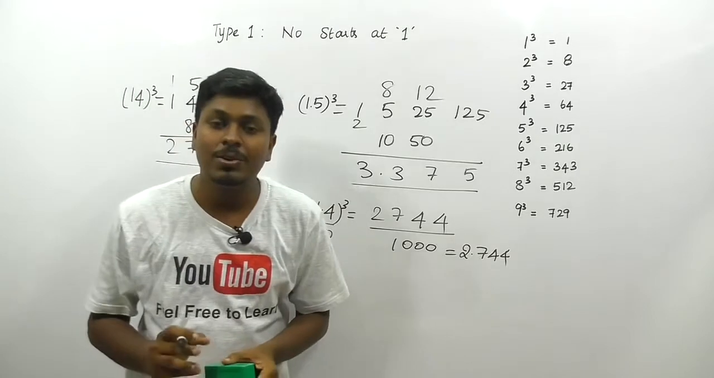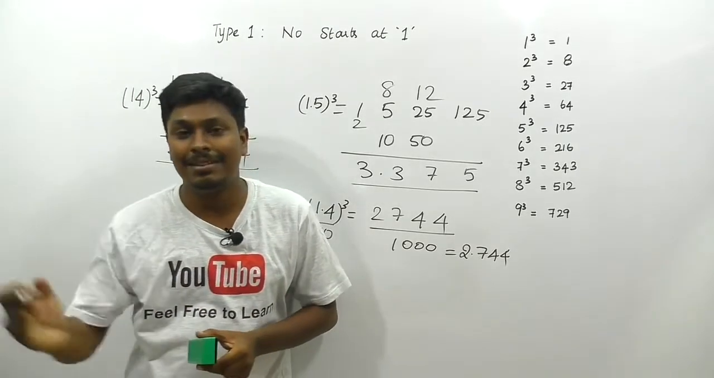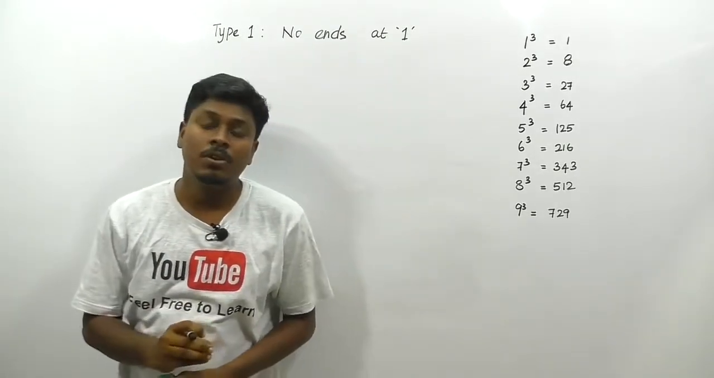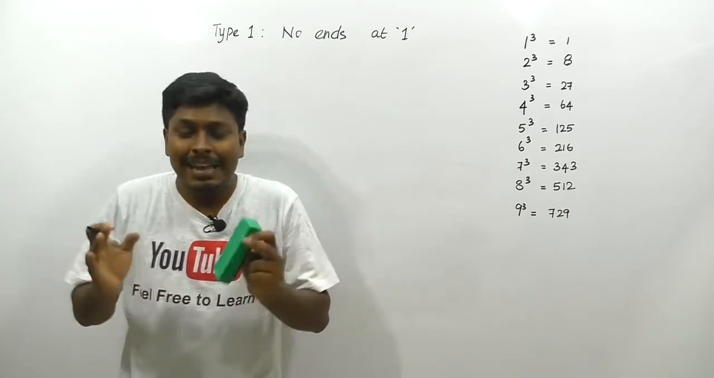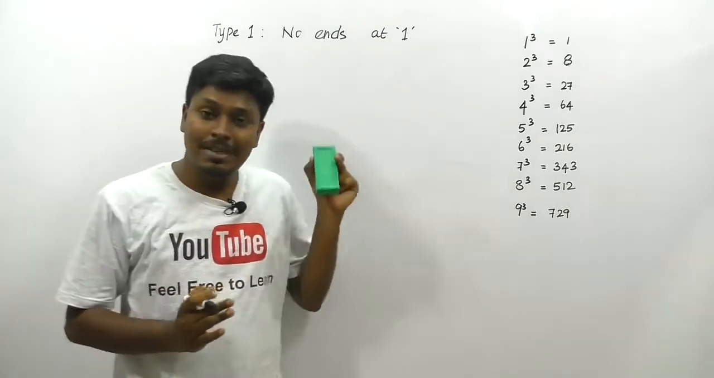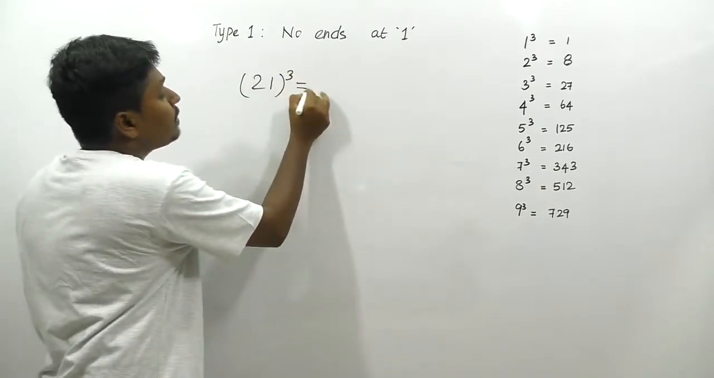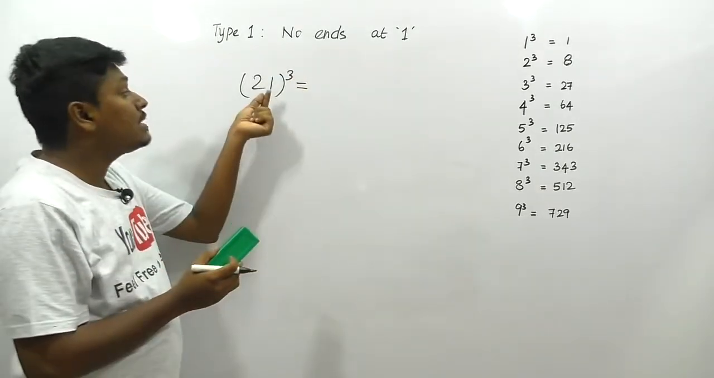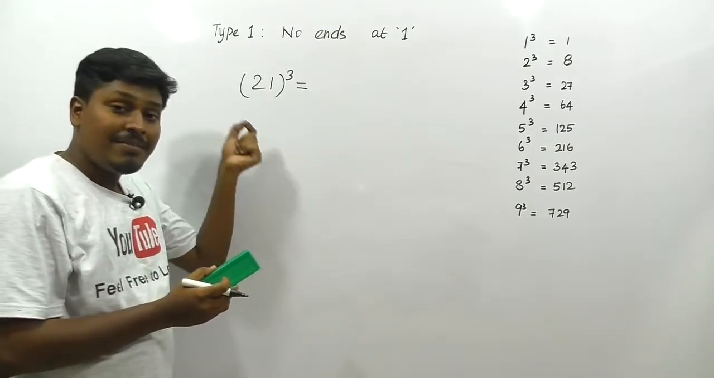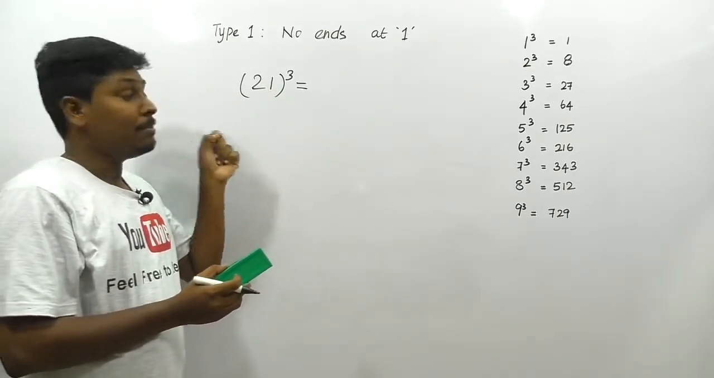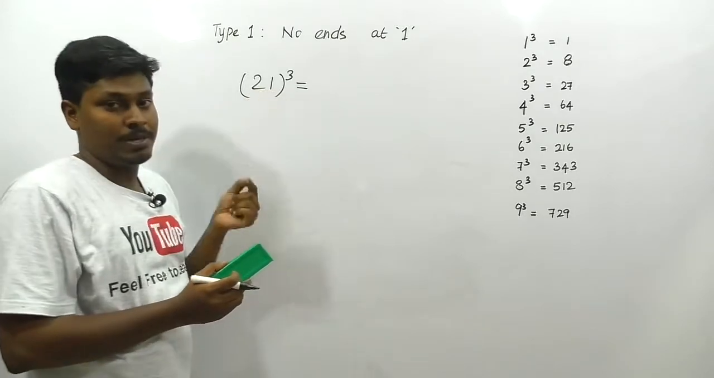Let me move on to type number 2, that is the number that ends in 1. Okay, friends, let me move on to type number 2. Right? The same procedure we need to follow for this type number 2. For example, I am saying 21 cube. It is type number 2. Why am I saying type number 2? Because the number ends in 1. Right? In the previous case, we saw numbers that start at 1. But here, the number ends in 1.